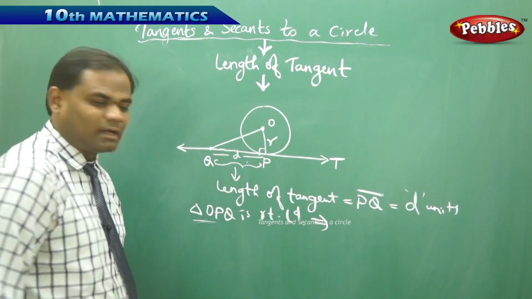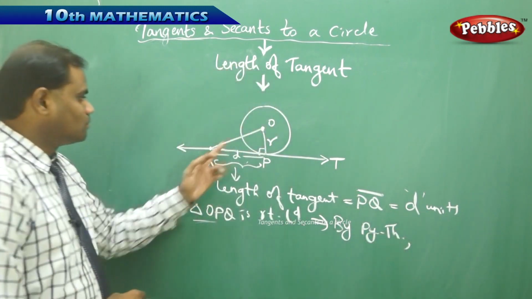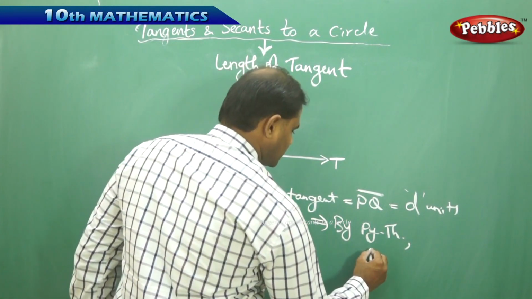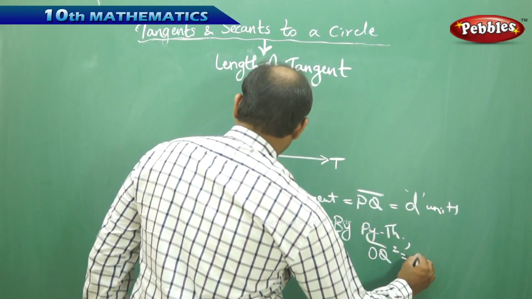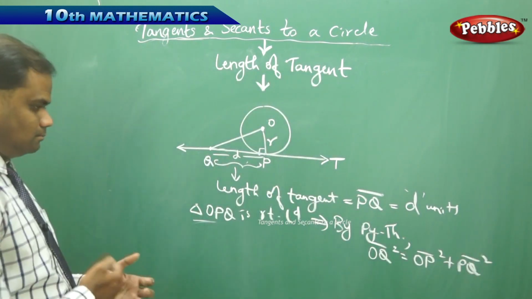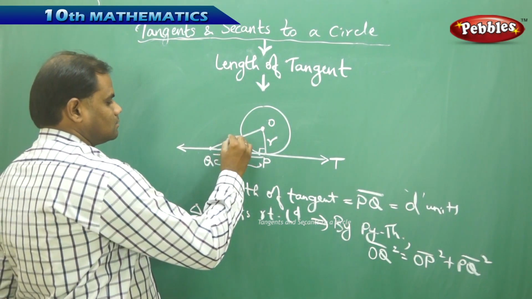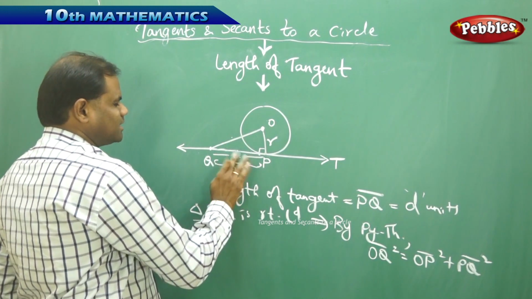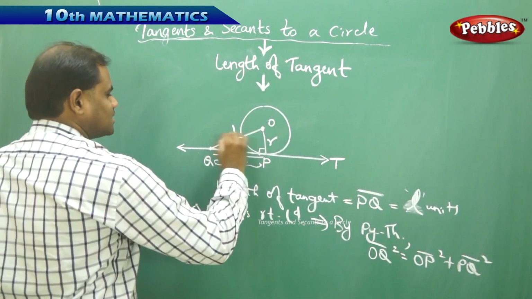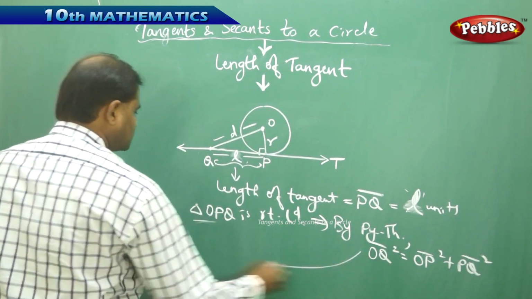That implies by Pythagoras theorem, I clearly get OQ square equal to OP square plus PQ square. Then let me take this as L, not D. So if I take this as L and I take this as D, let's see what exactly I get by substituting in the Pythagoras theorem.